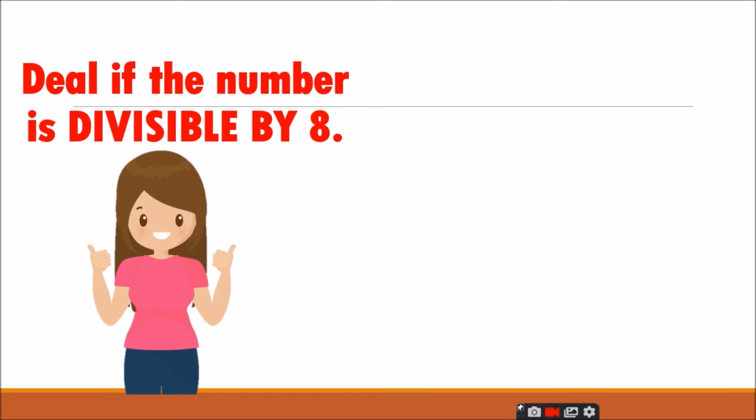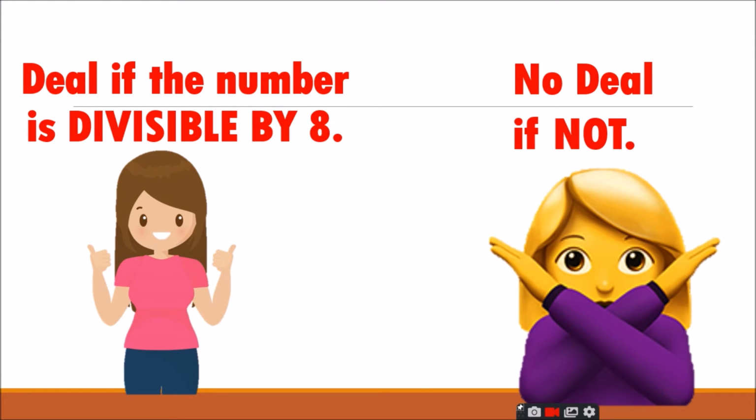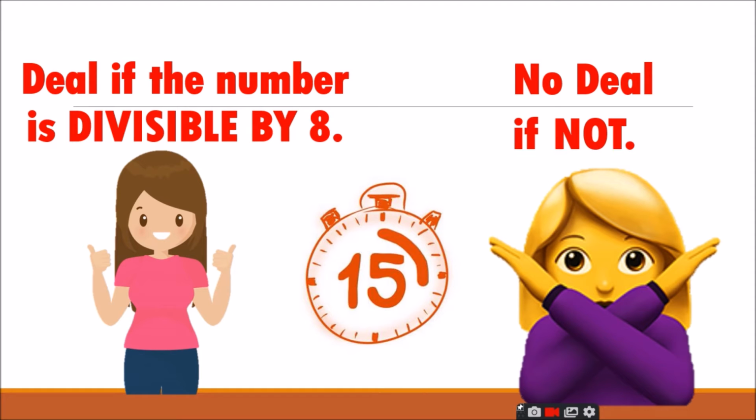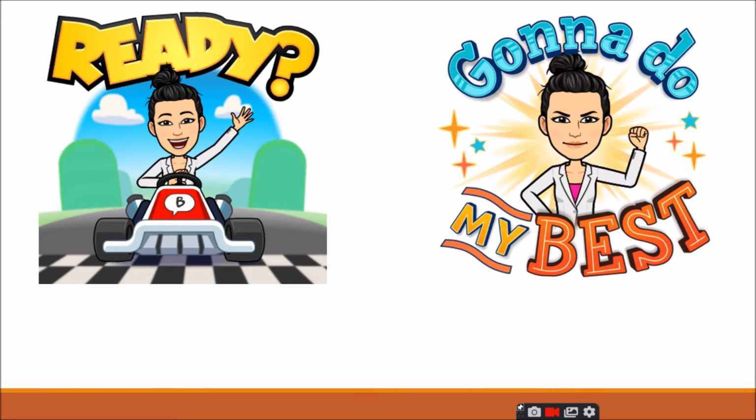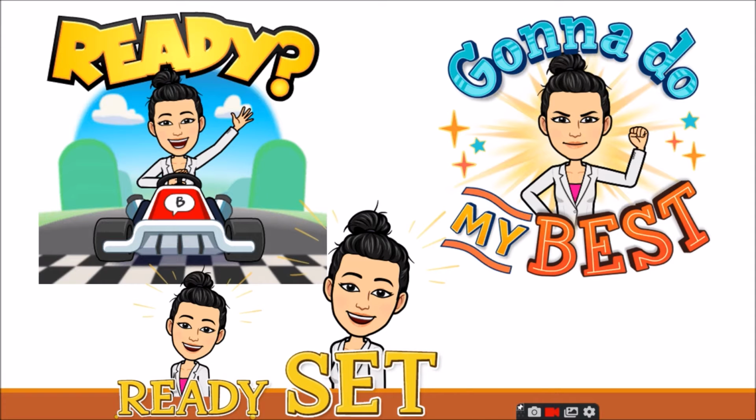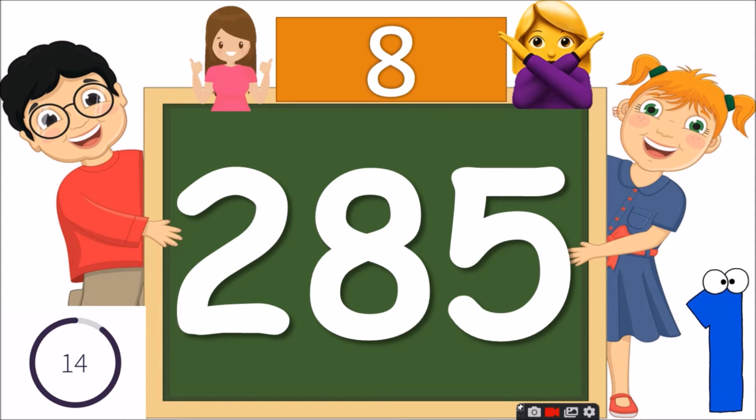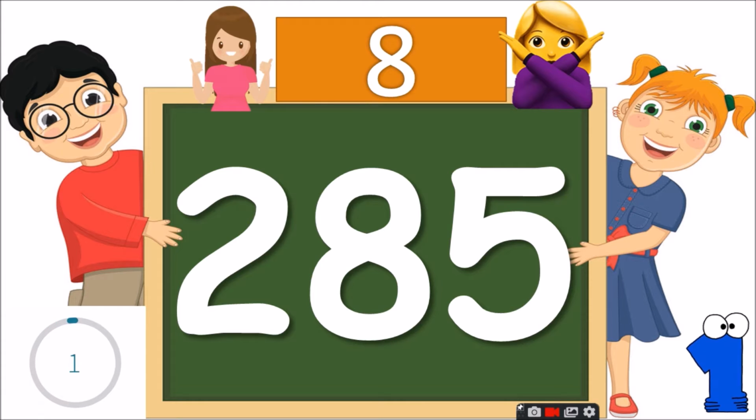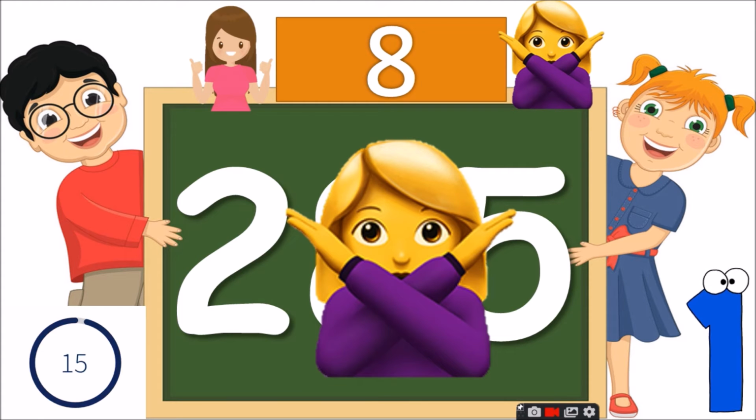Now, let's have the activity. So deal if the number is divisible by 8 and no deal if it's not. You are given 15 seconds to answer the activity. Are you ready? Let's do our best. Ready, set, and go. Deal or no deal? Divisibility rule of number 8. The answer is no deal.